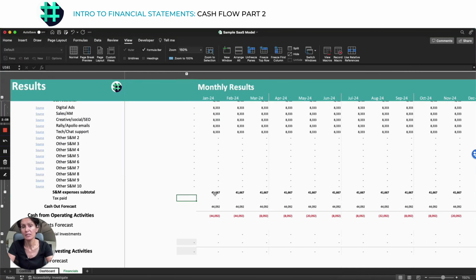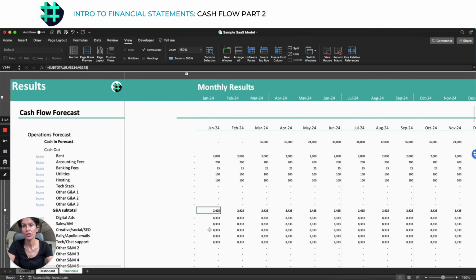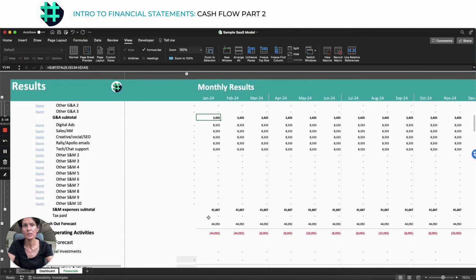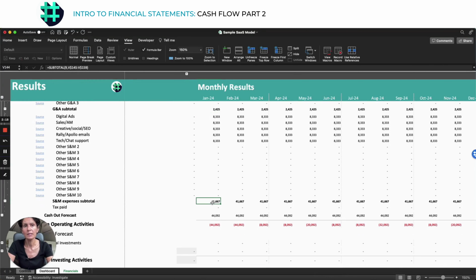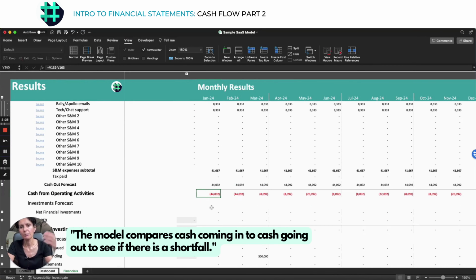So the sum, in this particular case, it's a simple model. They've only got sales and marketing and G&A, or general and administrative expenses. So the sum of those is going to be this line here, which is the total cash going out. And the model then compares very simply the cash coming in.